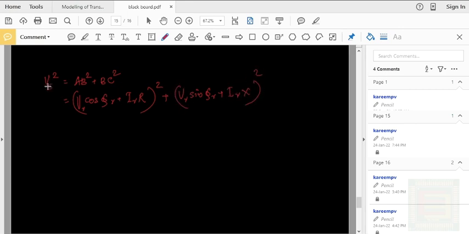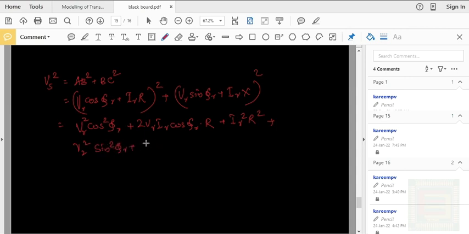And from this you can estimate the value Vs square, that will be equal to VR square cos square phi R plus 2 VR IR cos phi R into R, plus IR square R square, plus expansion of this, that will be VR square sin square phi R plus IR square into X square, plus 2 VR sin phi R into IR into X.